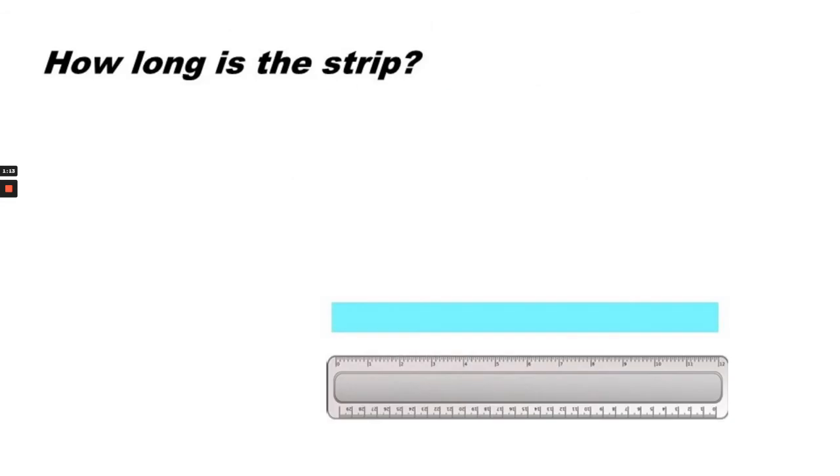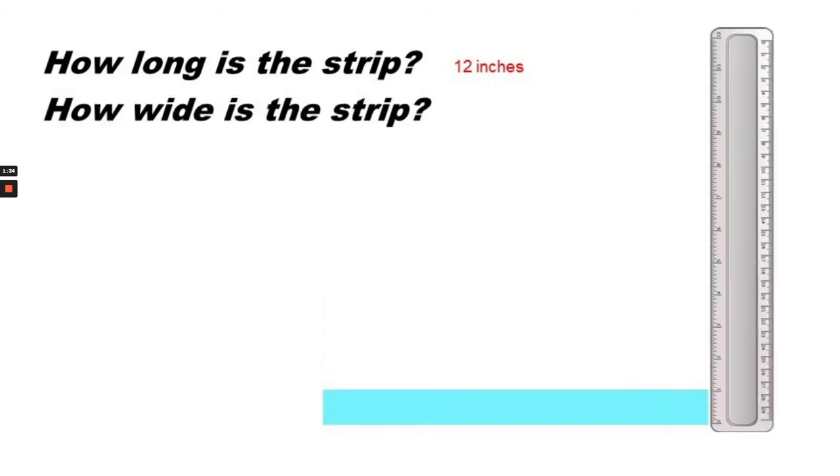Look at the strip, the blue strip, and look at the ruler. How long is the strip? The strip is 12 inches long. We can use the ruler to find out how wide is the strip. The strip is 1 inch wide.